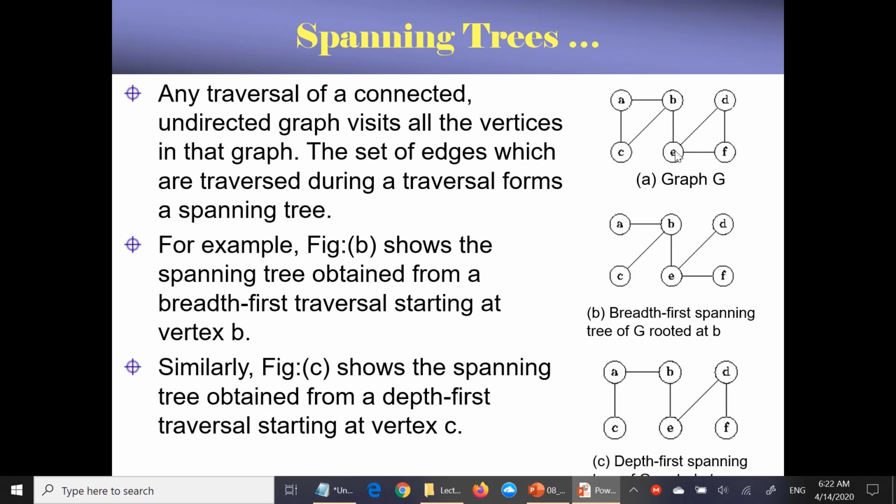And then from E, the one that is alphabetically first is D. So we go to D. Okay, so that's why we have this edge. From D, we can go to F. And at that time, we have visited all the vertices. The whole graph is connected, and we obtain another spanning tree. Okay, so if you do any traversal and take note of the edges that you actually followed, you will have a spanning tree for your graph.